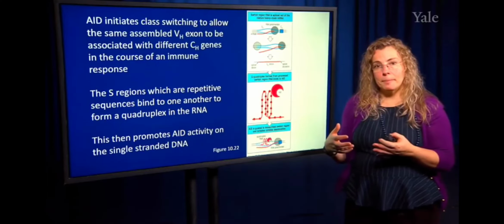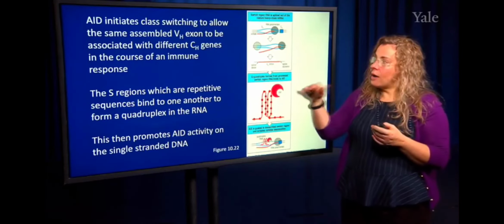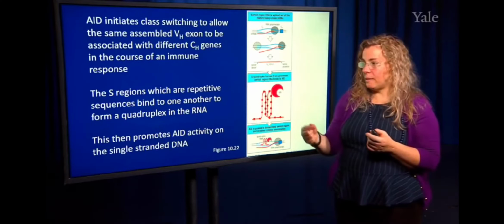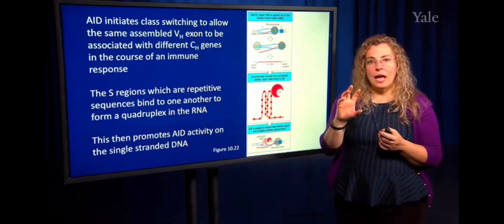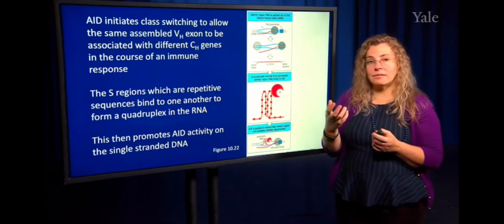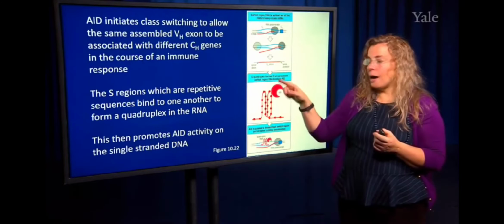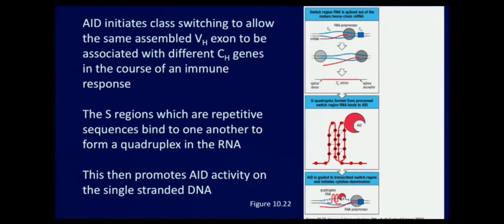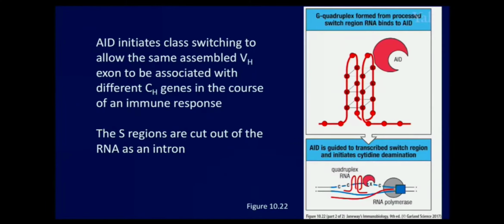So the RNA is transcribed, and then those S regions, because they have repeats in them, can bind to one another, and they form this quadruplex of just loops bound around that can interact with each other. This then is going to get excised out of the RNA, not out of the DNA. And that's just shown in a close-up here. And basically, the S regions are more or less an intron, and they get spliced out of the RNA as an intron.